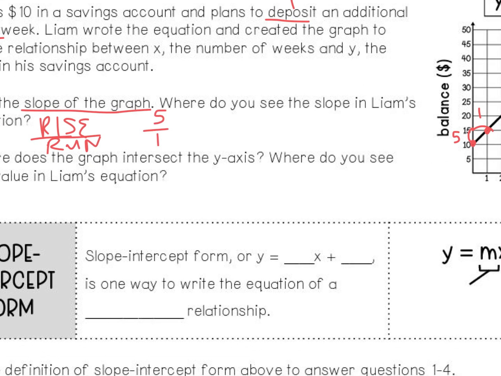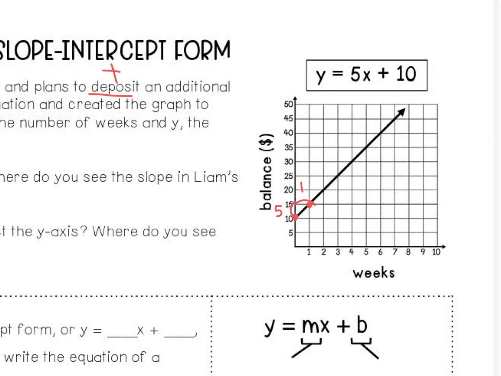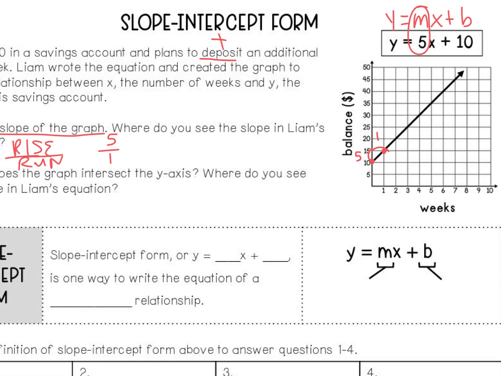And where do we see that slope in his equation? Where do you see that 5 slope in the equation? Y equals mx plus b. So your slope is always going to be the number that is the coefficient of x. So we can make a little note right here. Where do we see it in the equation? It is the coefficient. Remember that word from first unit? It is our number in front of x.